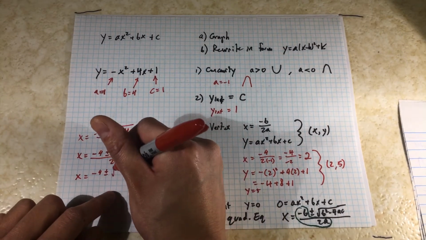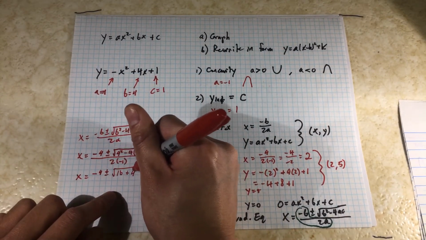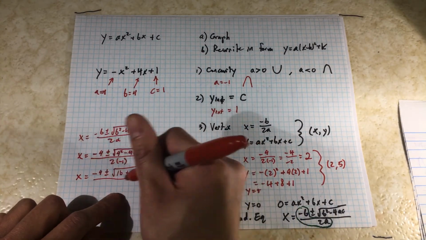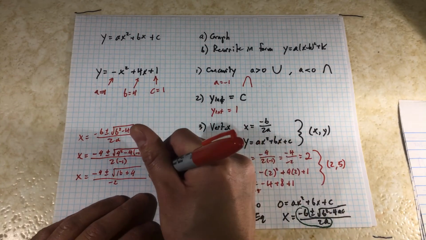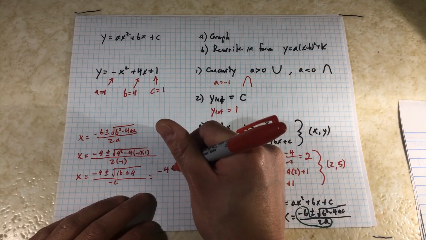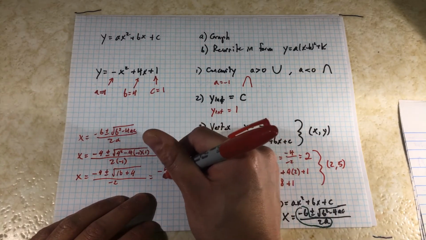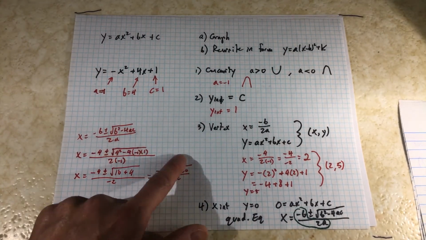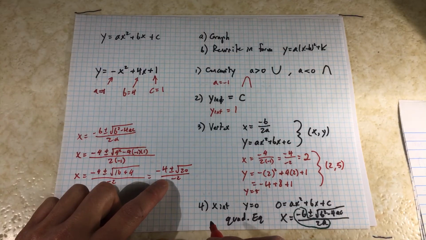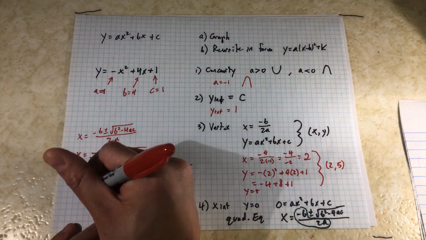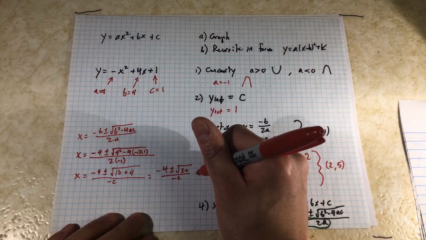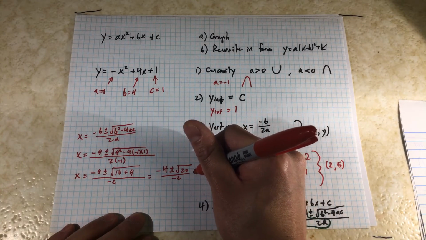Here, I'll just show that step. We have a double negative, which makes this a plus 4. So this is negative 4 plus or minus the square root of 20, divided by negative 2. You could literally just calculate this. The square root of 20 is also equal to 2 square root of 5. I guess I should show that. So 20 is 4 times 5.